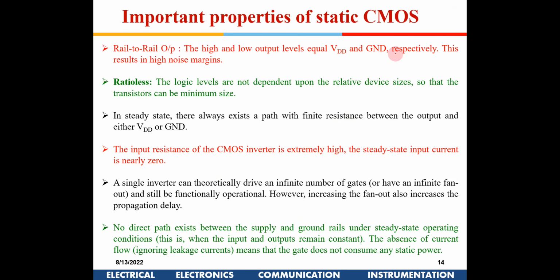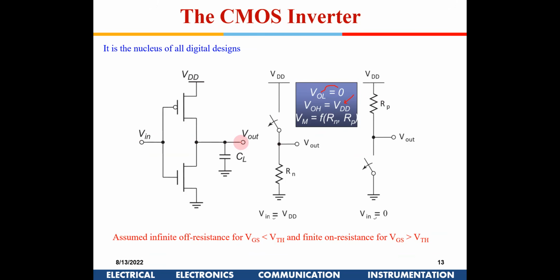There are certain important properties of CMOS. One is it is rail to rail output, ratioless. And in steady state, there always exists a path of finite resistance between the output and VDD or ground. It means this output node is not floating at any time. It will be either connected to VDD or connected to ground through some circuit.